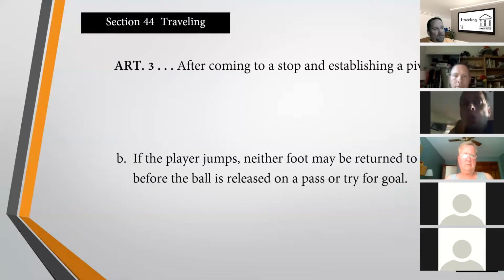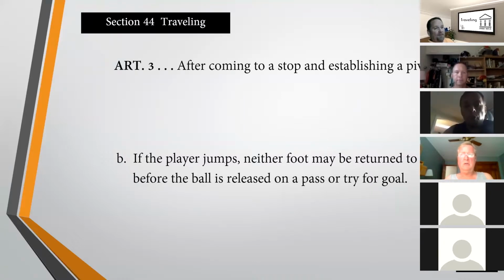If they jump, they have 1 foot on the floor. If they jump, neither foot can be returned to the floor before the ball is released on a try for a pass or goal. This is a little different from a moving player. Remember, if the player is moving and they establish that 1 pivot foot, when it comes down, then they can jump off and jump on 2, right? But once they have stopped moving, they can no longer jump off that foot and land on the other. Do we understand that?